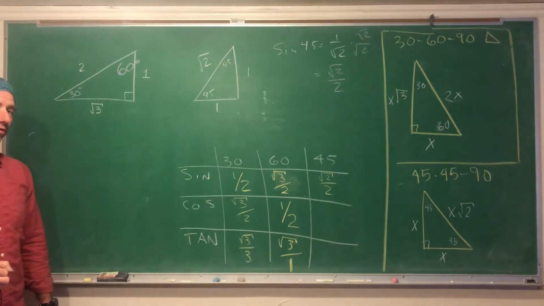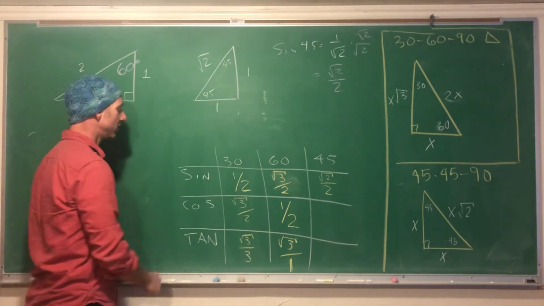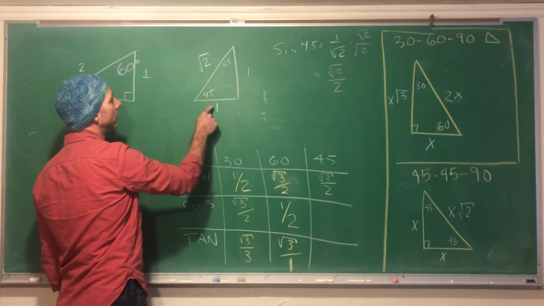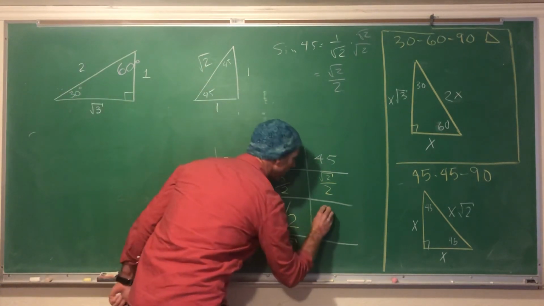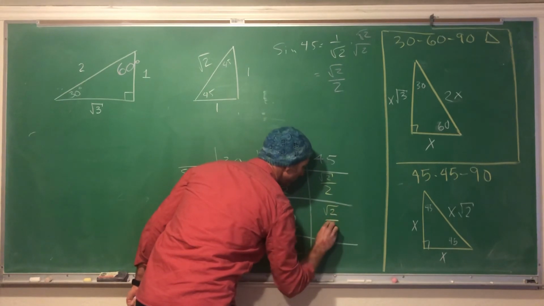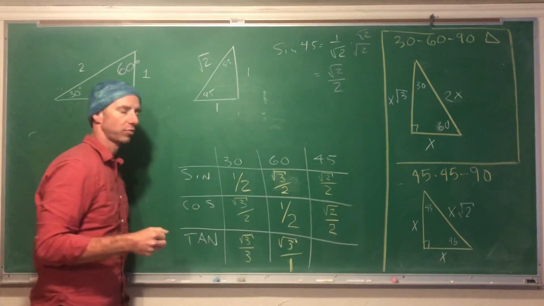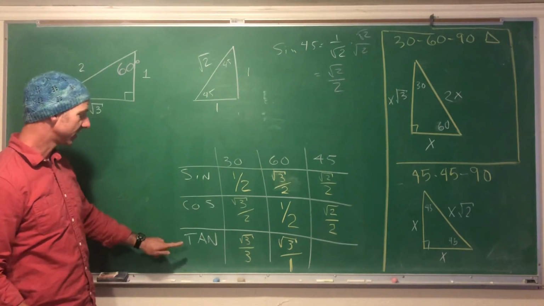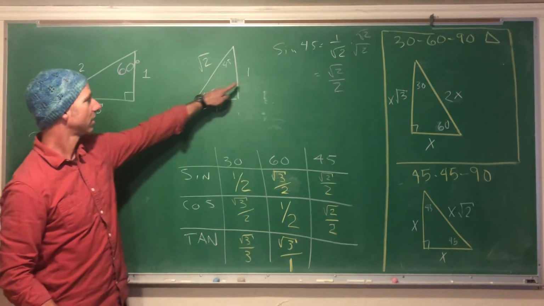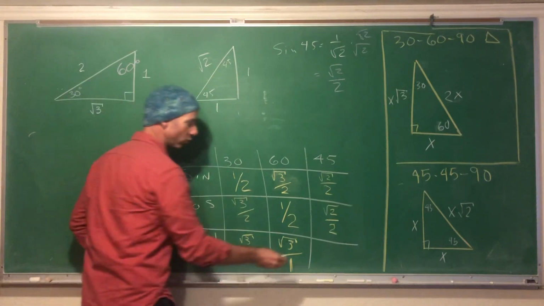We can do the same thing for the cosine, adjacent over hypotenuse, and we get root 2 over 2, which should not surprise you that the cosine and the sine of 45 are the same. And finally, the tangent is opposite over adjacent. That's just 1.